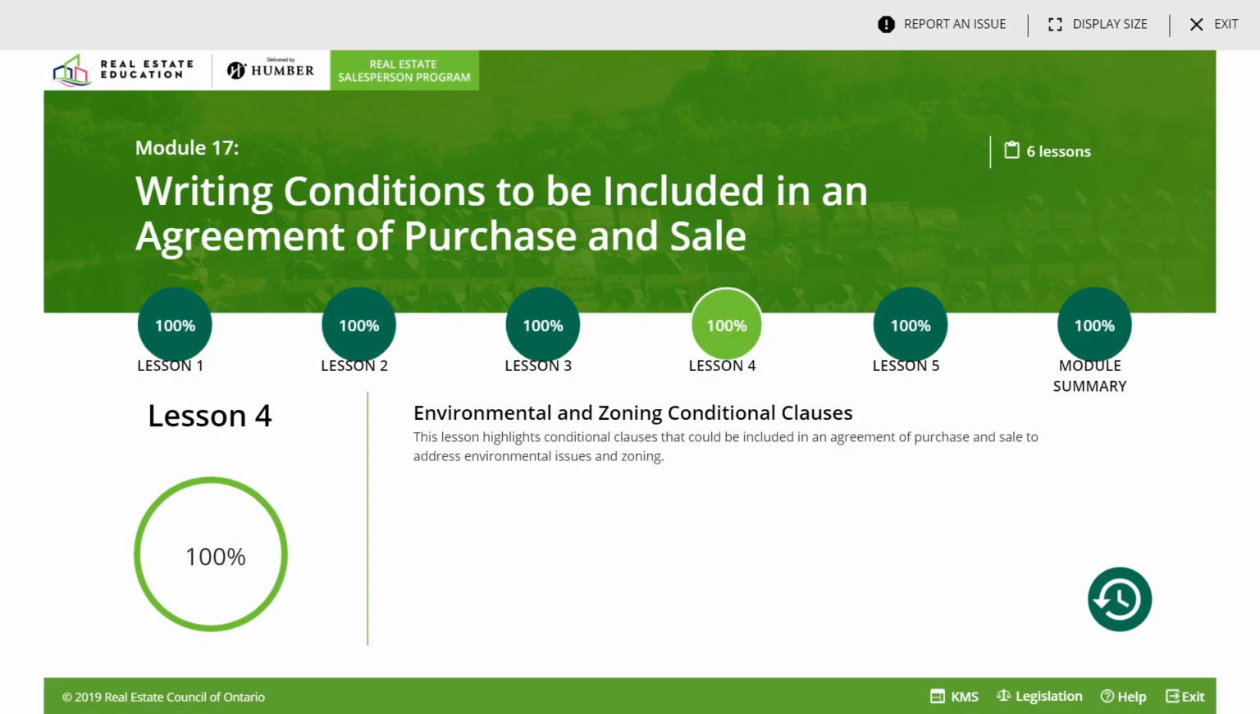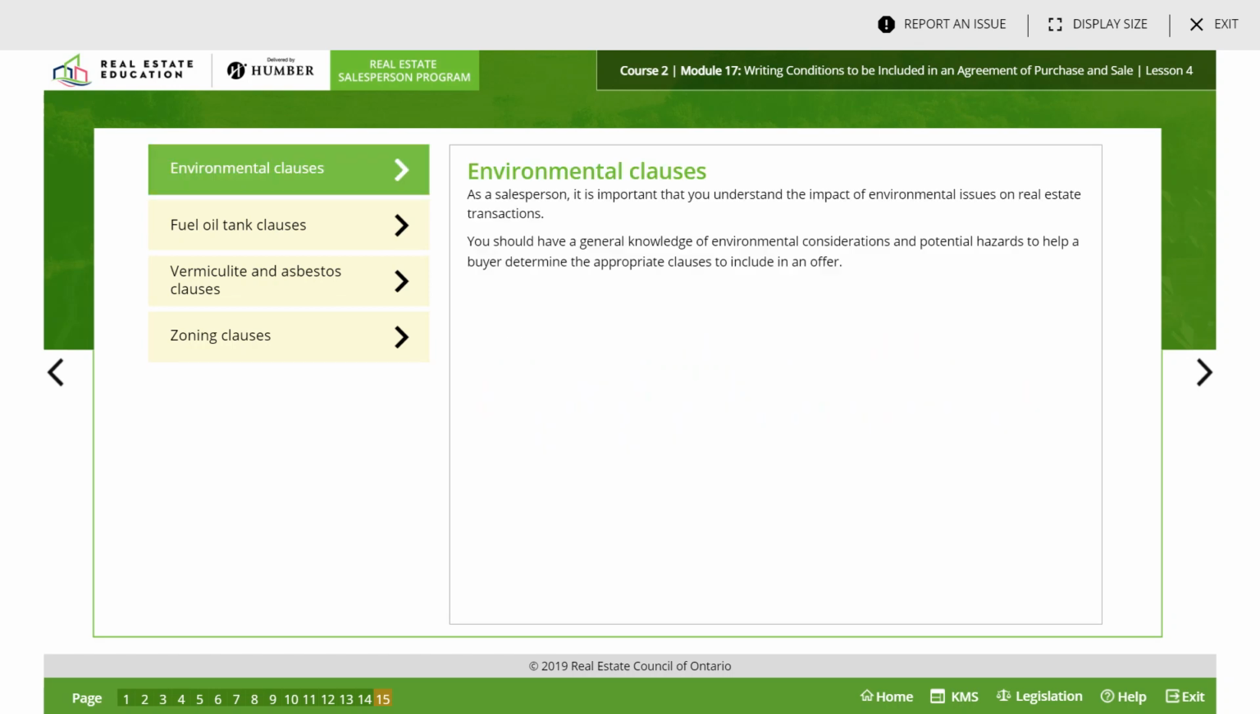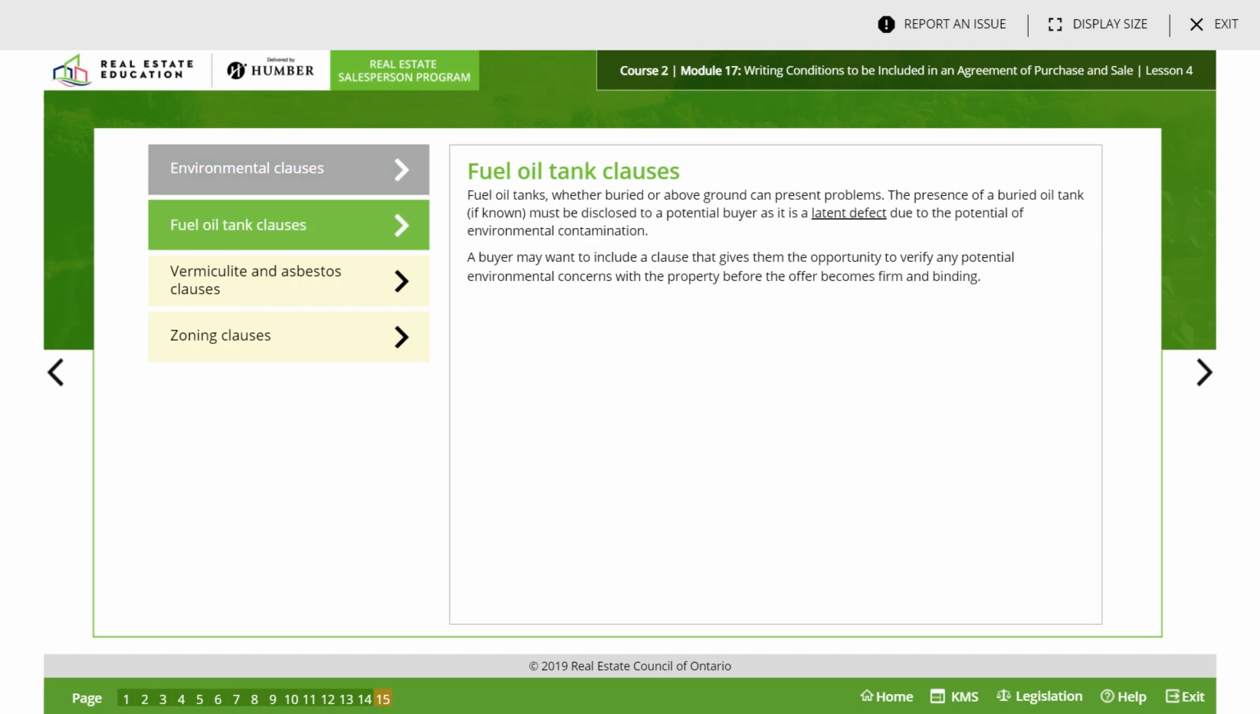That was lesson 3. Let's move on to lesson 4, environmental and zoning conditional clauses. Pretty simple, straightforward actually. Environmental clause. It is important that you understand the impact of environmental issues on real estate transactions. You should have a general knowledge of environmental considerations and potential hazards to help a buyer determine the appropriate clauses to include in an offer.